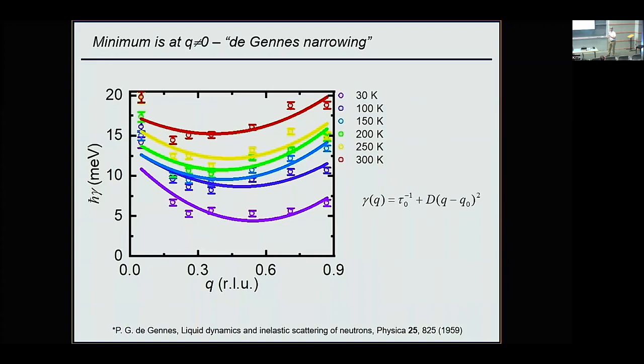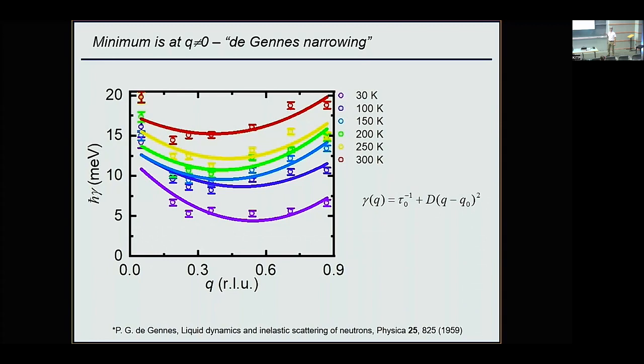If you take liquid water and you do this experiment in liquid water with X-rays or neutrons, it looks exactly the same. There's a zero loss line. The width of the thing depends on temperature. And if you measure its width as a function of Q, it has a minimum at 2 inverse angstrom. And 2 inverse angstrom is the inverse of the size of a water molecule. And what does it mean?